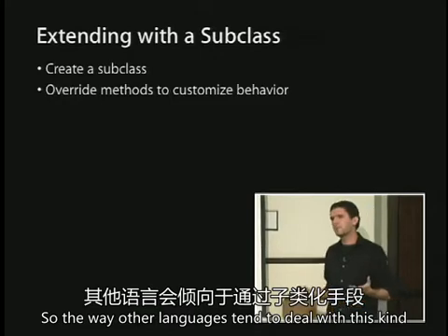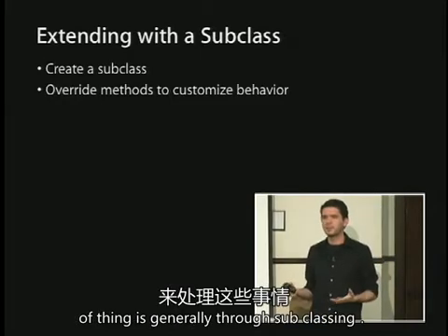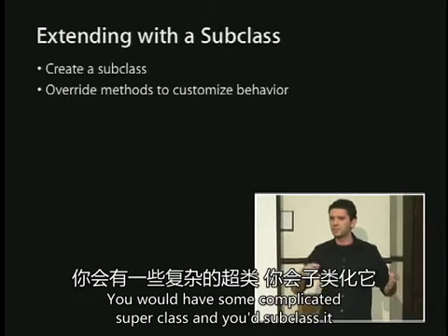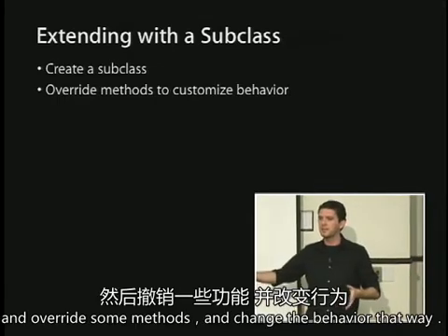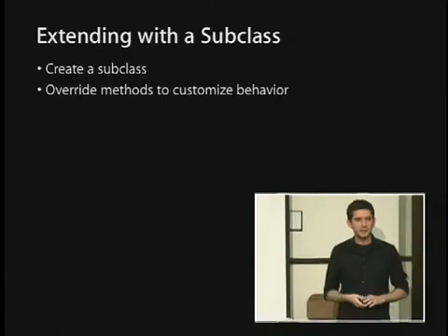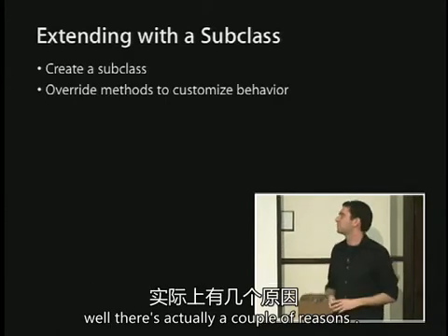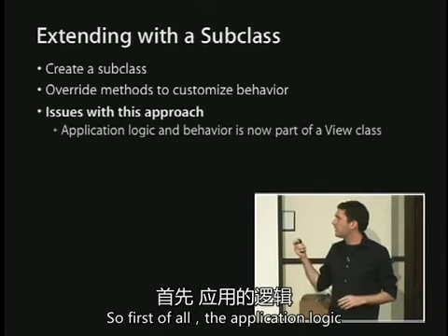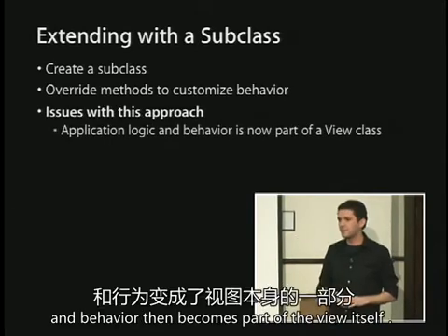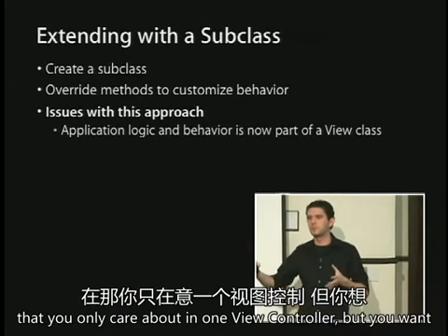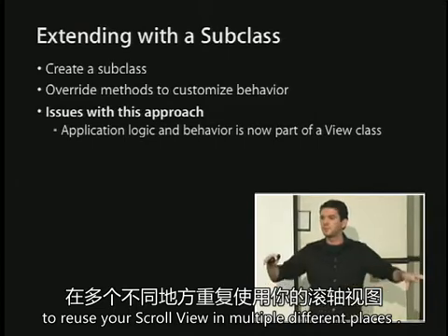So the way other languages tend to deal with this kind of thing is generally through subclassing. You would have some complicated superclass, and you'd subclass it and override some methods and change the behavior that way. In UIKit, we don't really like to do that because there's actually a couple of reasons. So first of all, the application logic and behavior then becomes part of the view itself. Like you may have some custom scrolling logic that you only care about in one view controller, but you want to reuse your scroll view in multiple different places.